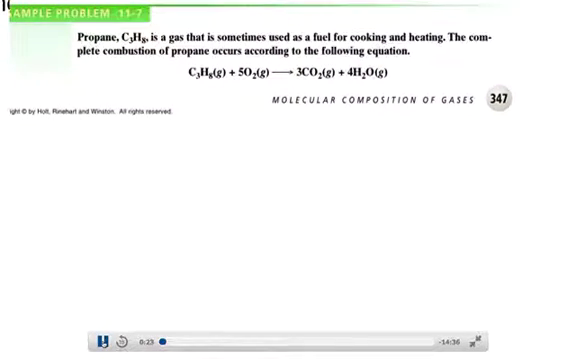I'm going to move that out of the way, bring in this, and let's just start looking at problems because there's really no theory we need to talk about anymore. We've covered all the theory. It's really just a matter of being able to do some gas stoichiometry problems.